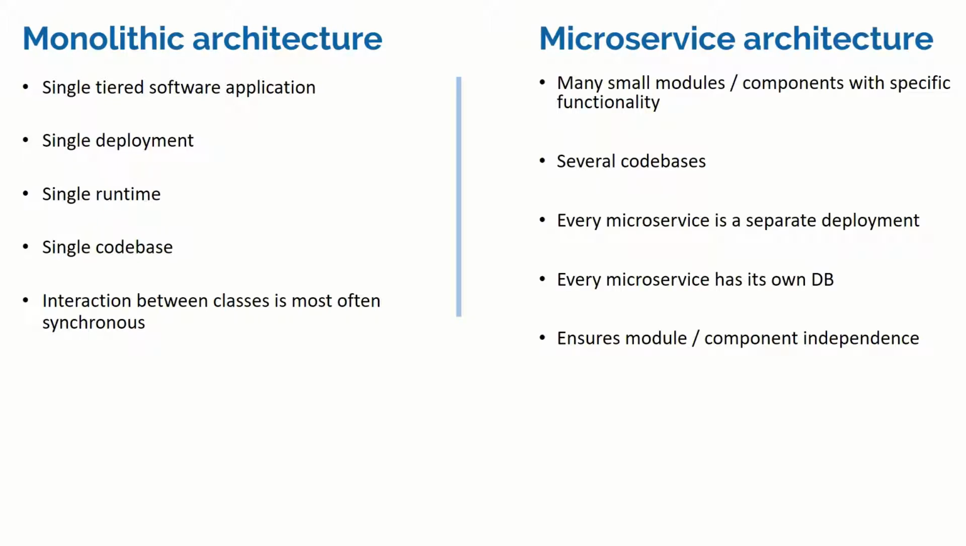For microservices, you normally consist of smaller modules or components, and each individual module or component is only responsible for its own specific functionality. Because of that, every single module or component will have its own code base. Every single component or module will have its own separate deployment, its own database, and they are independent.